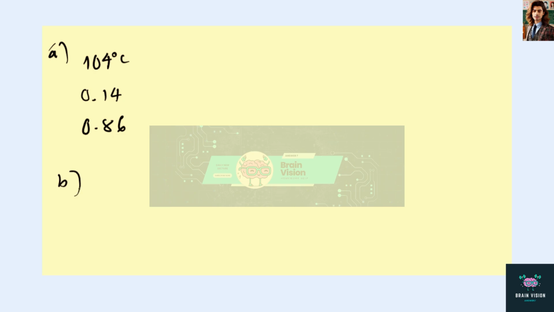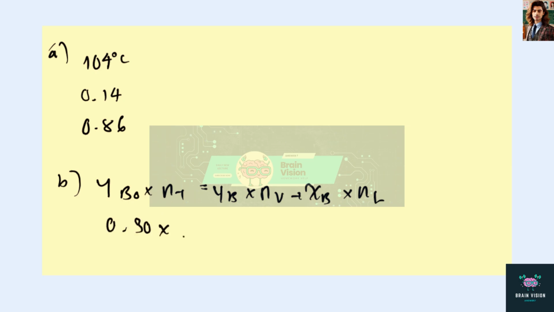So in the second part here we have the mole fraction of benzene in the liquid and the vapor at 100 degrees. So we can use a basis of 1.0 mole of original vapor, and then we can write equations for the mole balance of benzene. So what we have is YB0 multiplied by NT is equal to YB multiplied by NV add XB multiplied by NL. So we have 0.30 multiplied by 1.0 mole is equal to 0.46 NV add 0.24 NL.